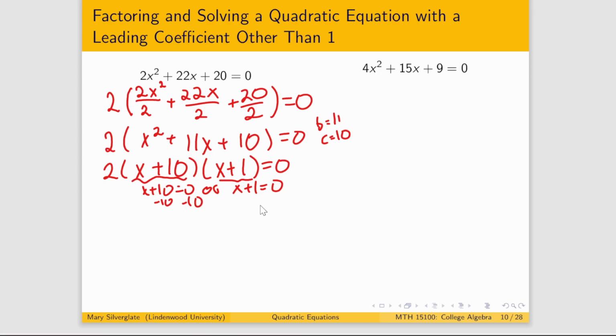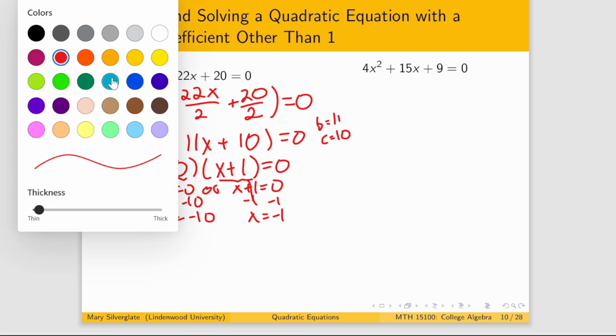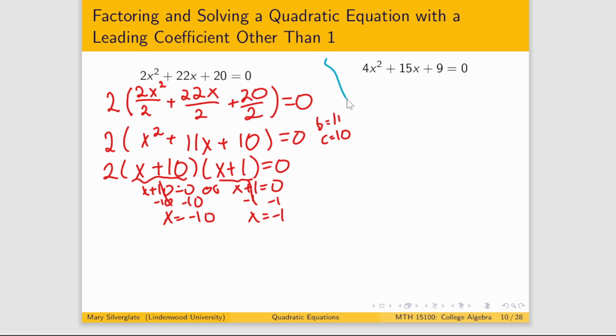Subtract 10, subtract 10, subtract 1, subtract 1. Cancels out to make 0. X is equal to negative 10. Cancel out to make 0, x is equal to negative 1. That is always relevant if that leading coefficient is actually something you can divide everybody by.